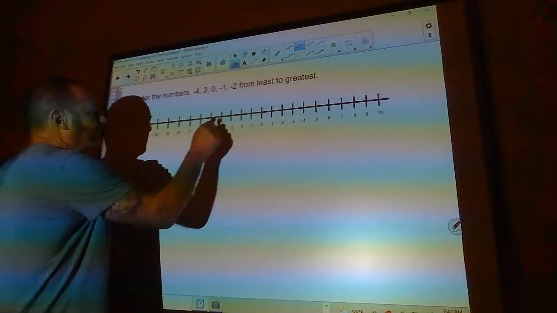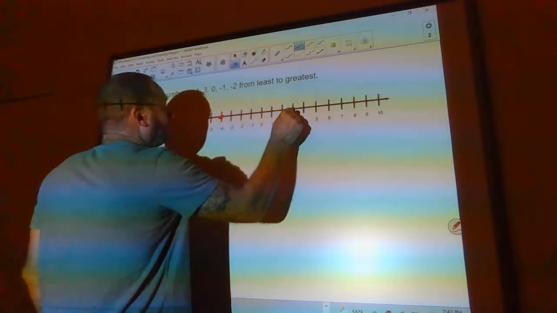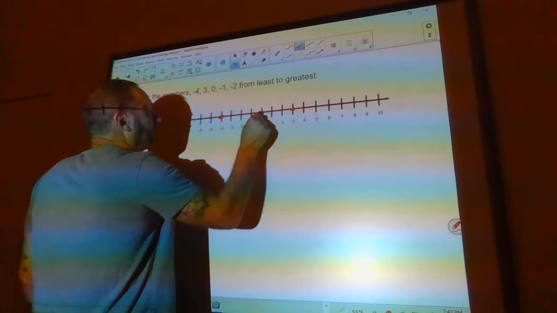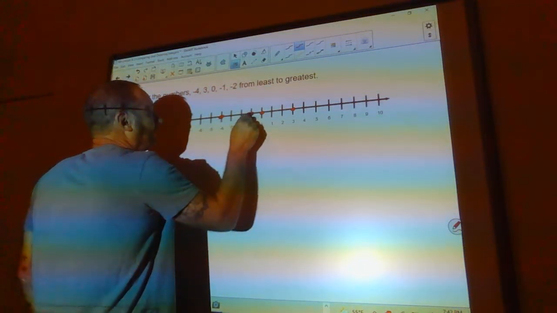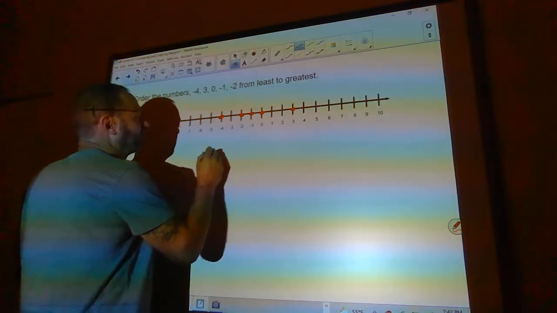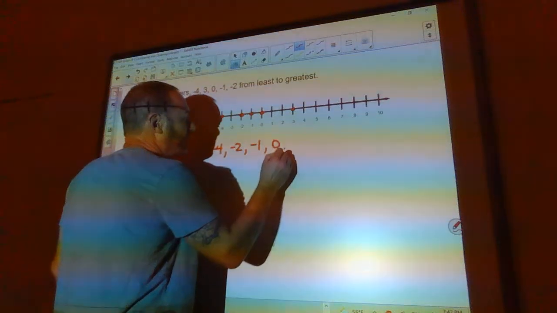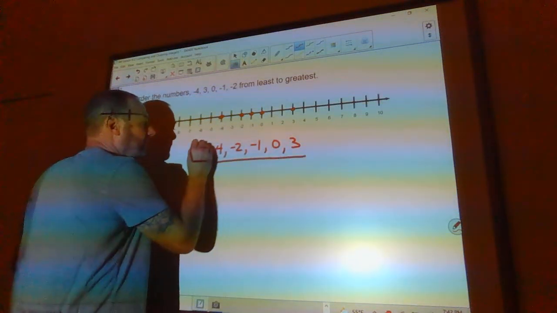Okay, so -4 is going to go here. 3 is going to go over here. 0 is going to go here. -1 is going to go here. -2 is going to go here. And now you can order them from least to greatest. -4, -2, -1, 0, 3.